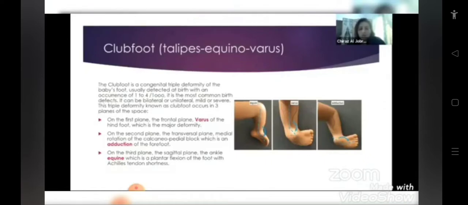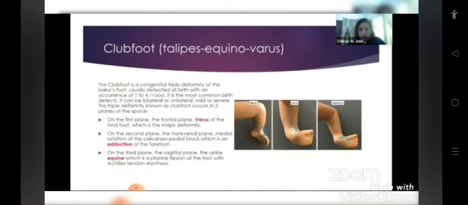This triple deformity, known as clubfoot, occurs in 3 planes of space. On the first plane, the frontal plane, varus of the hind foot, which is the major deformity. On the second plane, the transversal plane, medial rotation of the calcaneopedal block, which is an adduction of the forefoot.